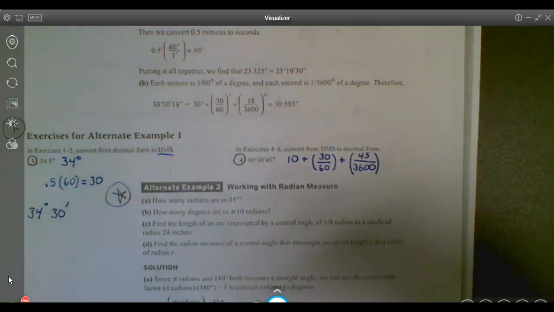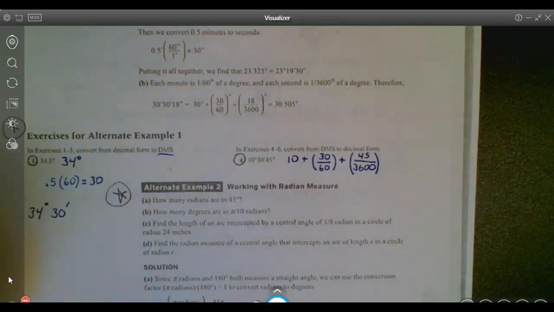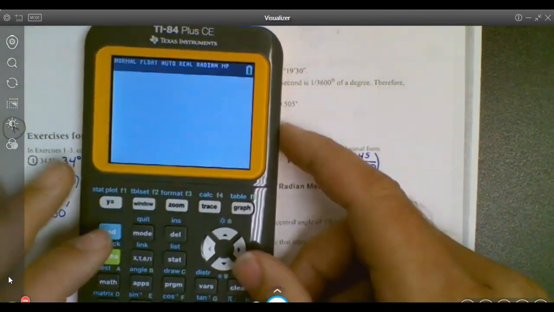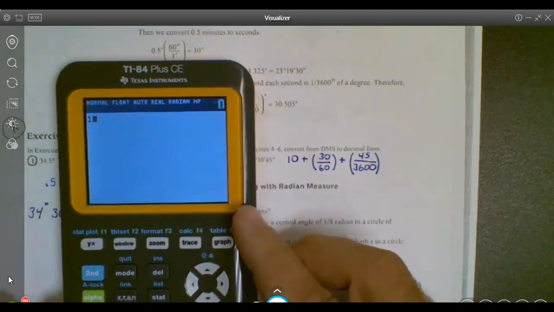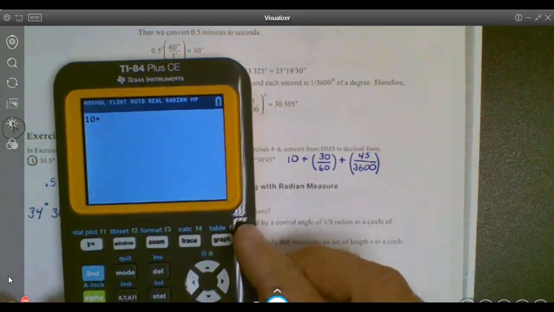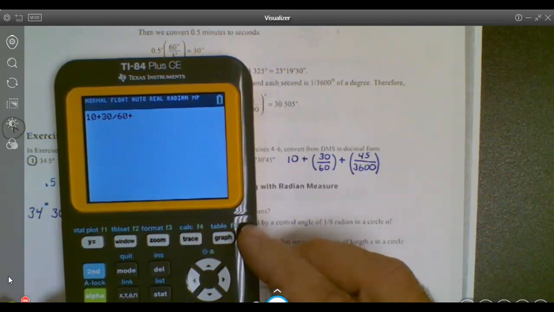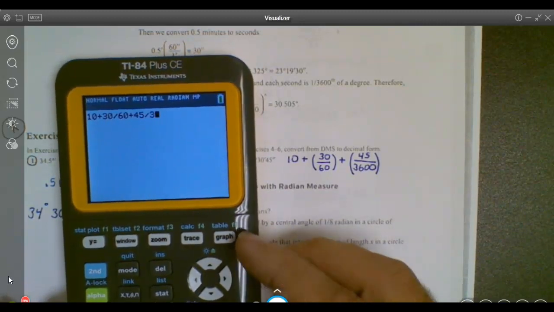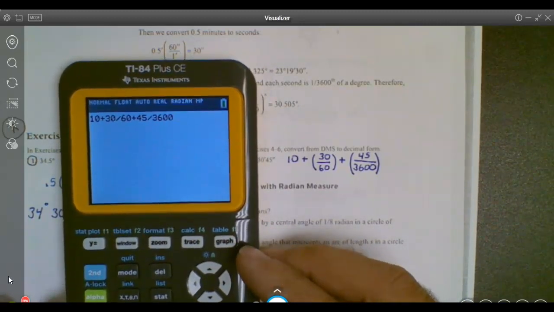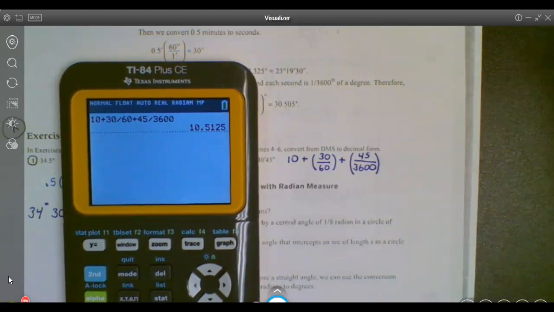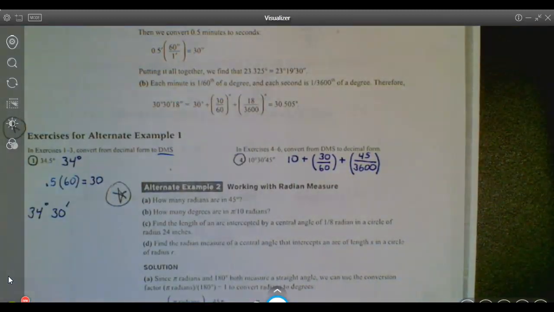All right, and so that's the way we would set it up, and I would just go throw that into the calculator. So let's say 10 plus 30 out of 60 plus 45 out of 3600. And now we have our answer back into regular decimal form. It would look like that. So about 10.5 degrees. All right, let's move on here.